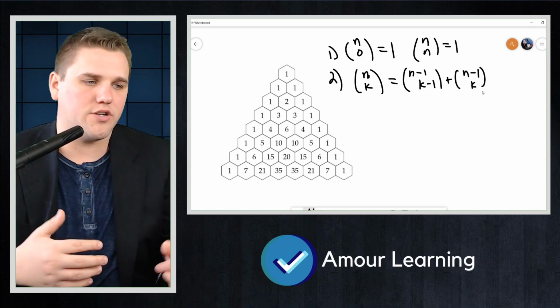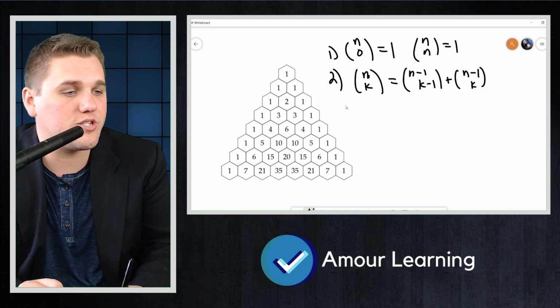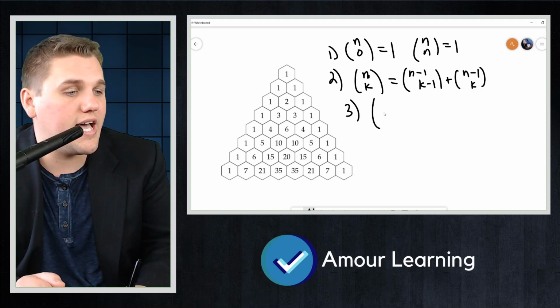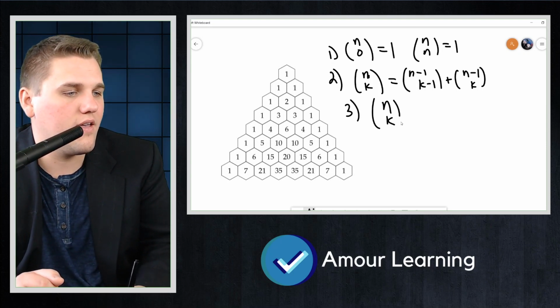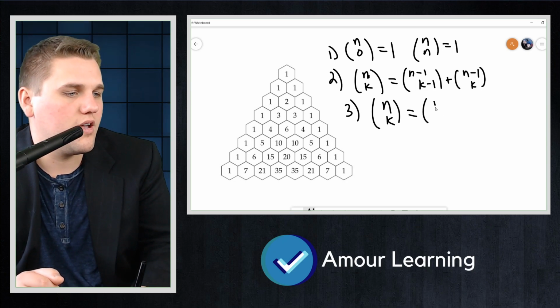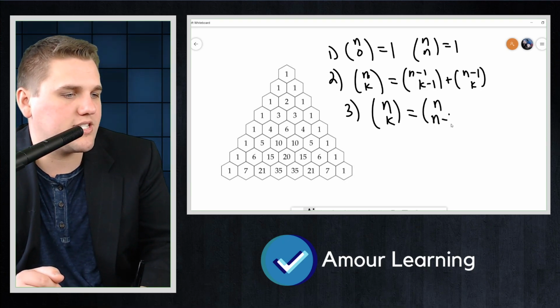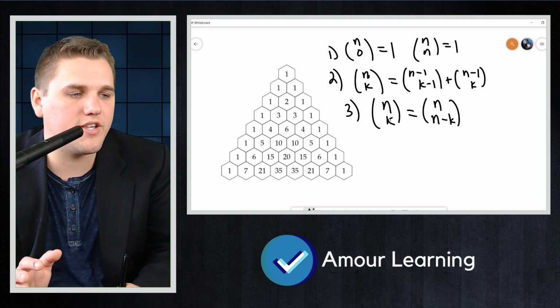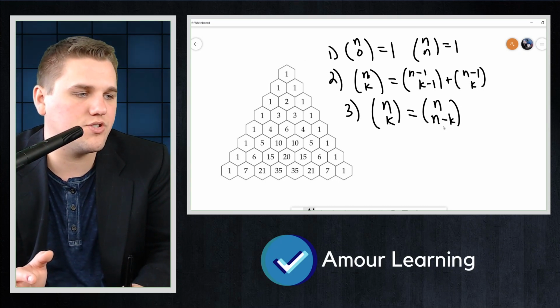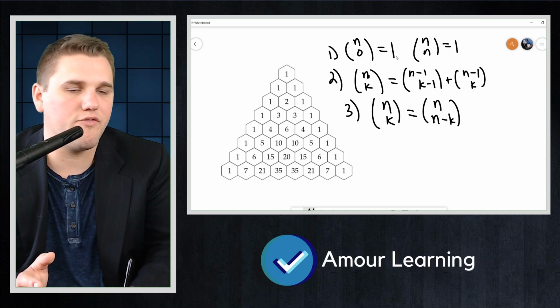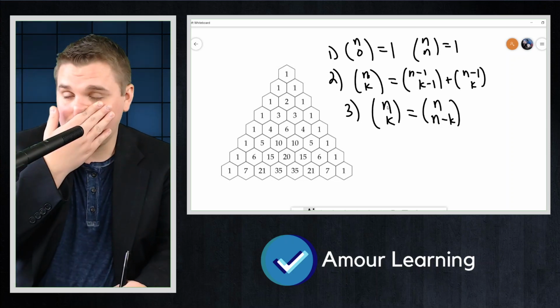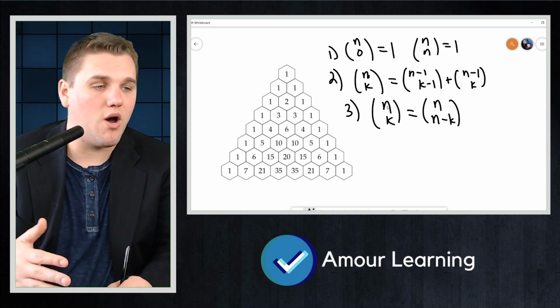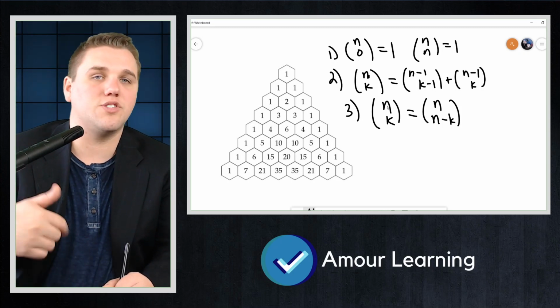Let's take a look at the third observation. The third observation was that this was symmetrical, which can be written as n choose k equals n choose n minus k. So if we put k equals 0, this says n choose 0 equals n choose n, which is technically what we found with identity 1. But it's also symmetric if k equals 1. N choose 1 is the same thing as n choose n minus 1.